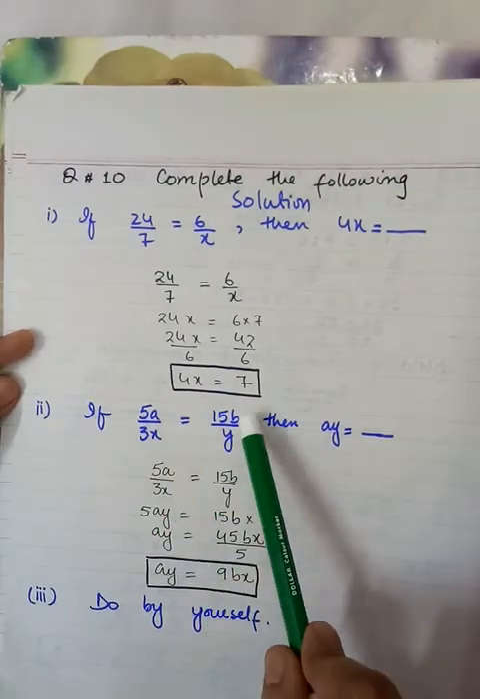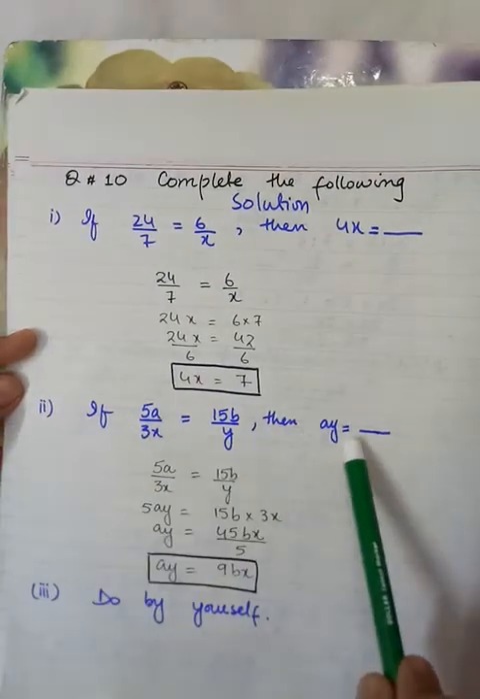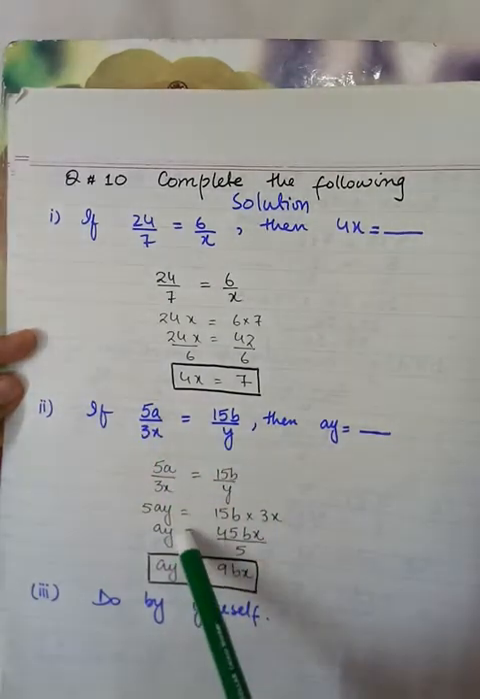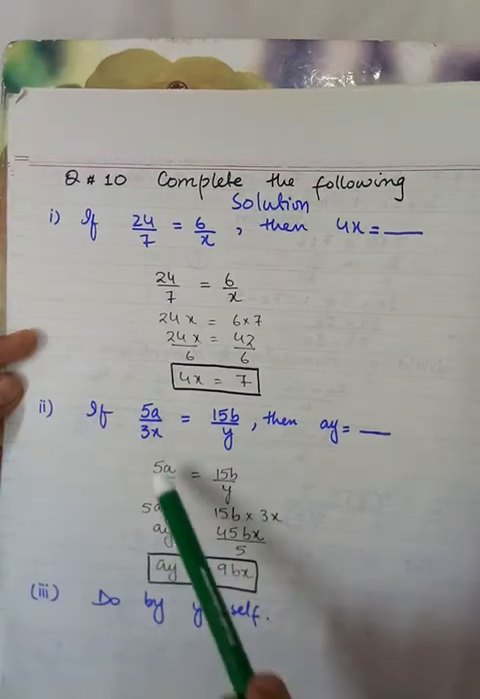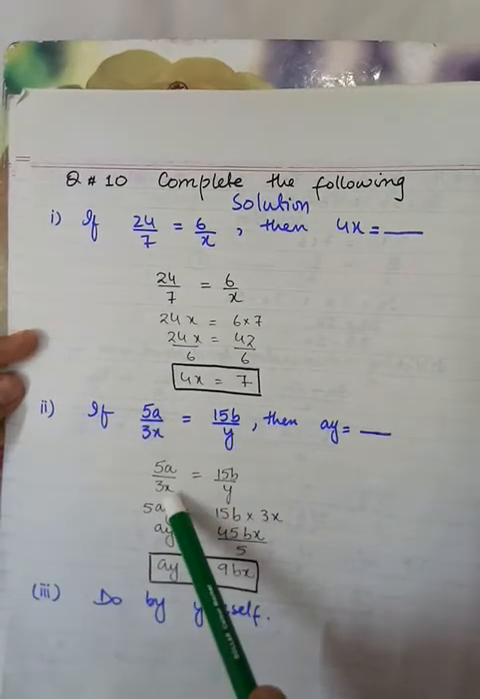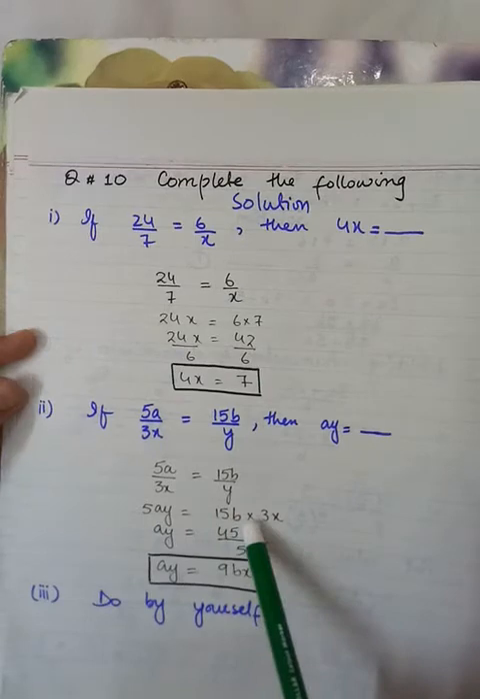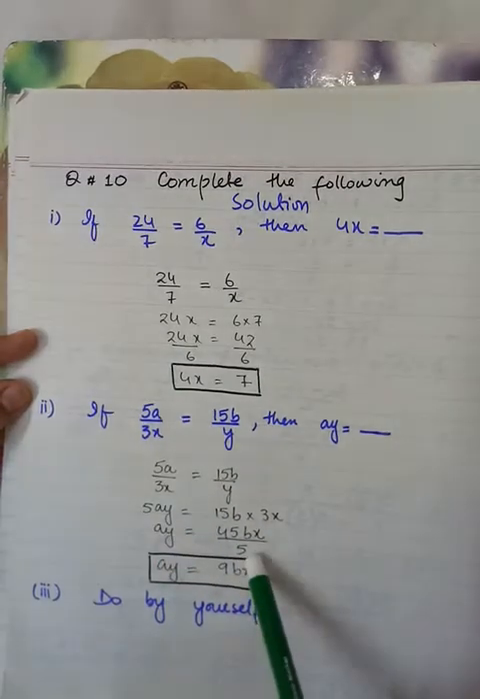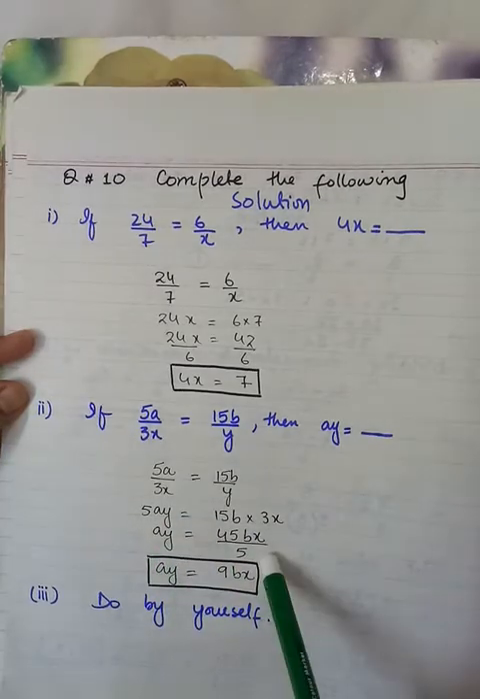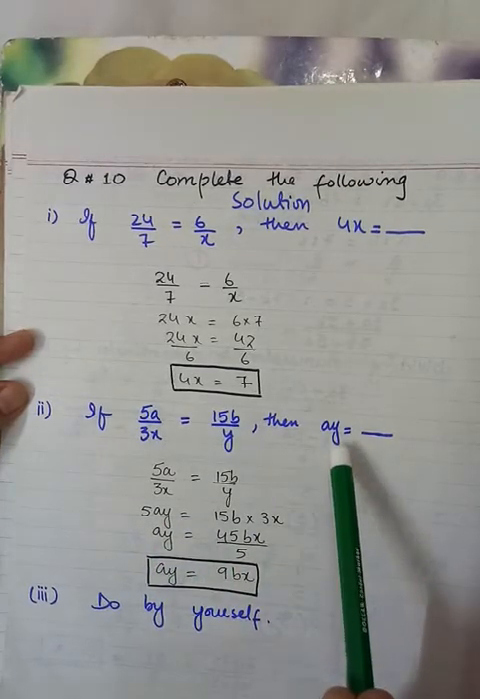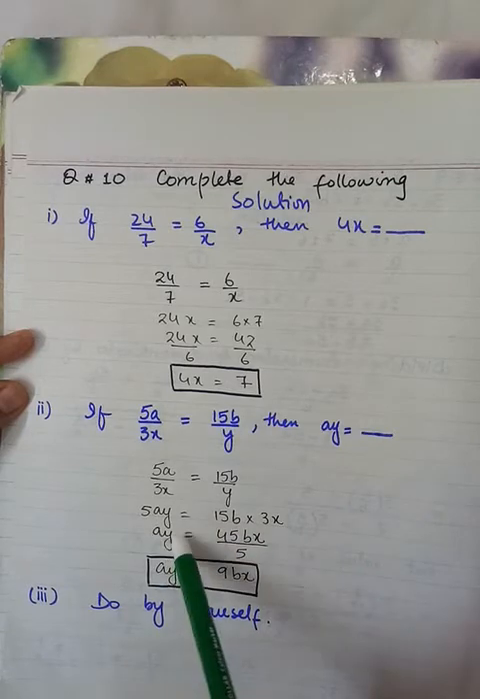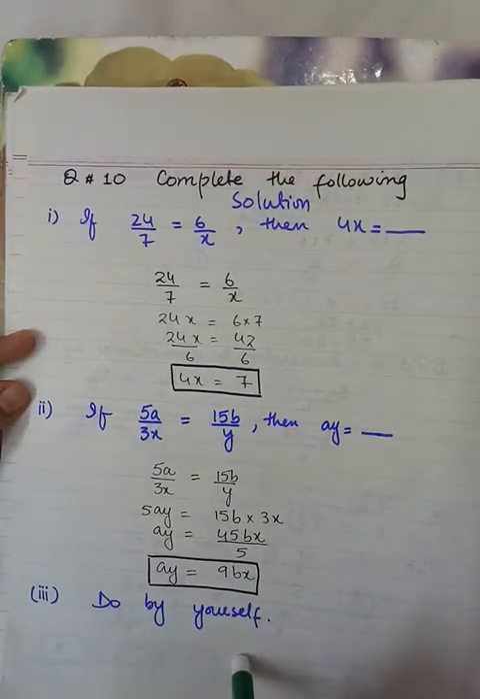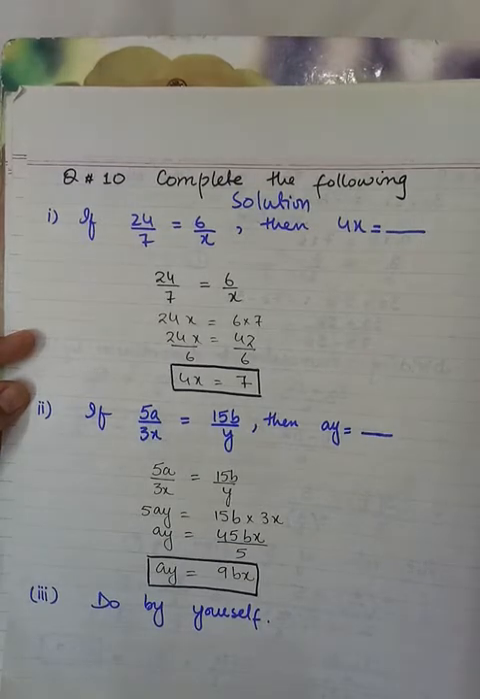5a over 3x is equal to 15b over y. Then we have to find the value of ay. Again after cross multiplication, 5ay, and 3x multiplied by 15b gives 45bx, and 5 is multiplying here and now it is dividing here. Why has 5 come to the right side? Because we have to find the value of ay. That's why we have separated ay and found the value. Similarly, you have to do the third part by cross multiplication.